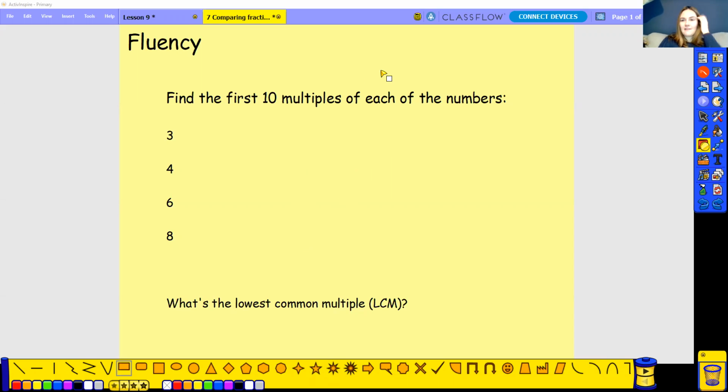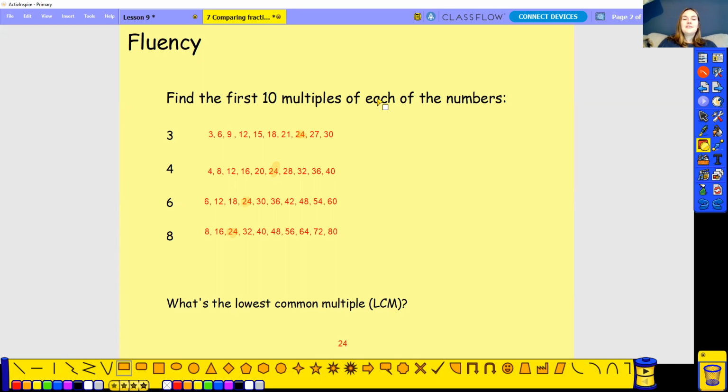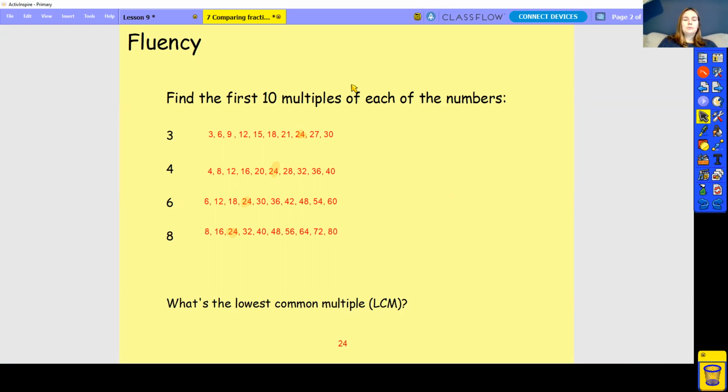Okay, right, 5, 4, 3, 2, 1. Let's put your answers on. Okay, so your first 10 multiples of each number, I've written them out for you, and then it was asking for the lowest common multiple. So the lowest common multiple that is in the 3, 4, 6, and 8 times tables is 24. As you can see there, I highlighted it in orange.